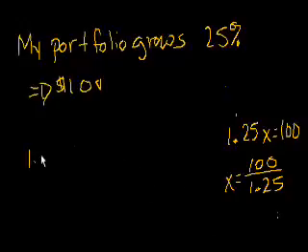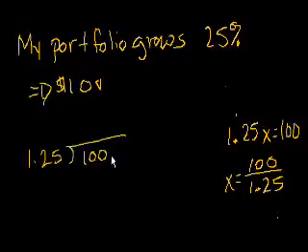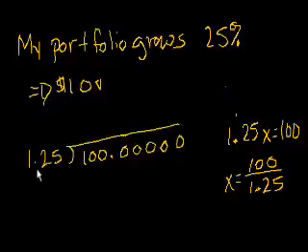So we say 1.25 goes into 100.00. I'm going to add a couple of zeros. I don't know how many I'm going to need. I probably added too many. If I move this decimal over 2 to the right, then I need to move this one over 2 to the right. Right? And I say, well, how many times does 125 go into 100?